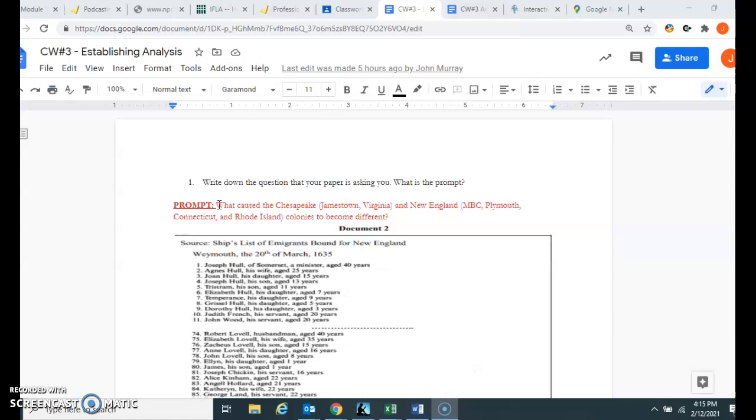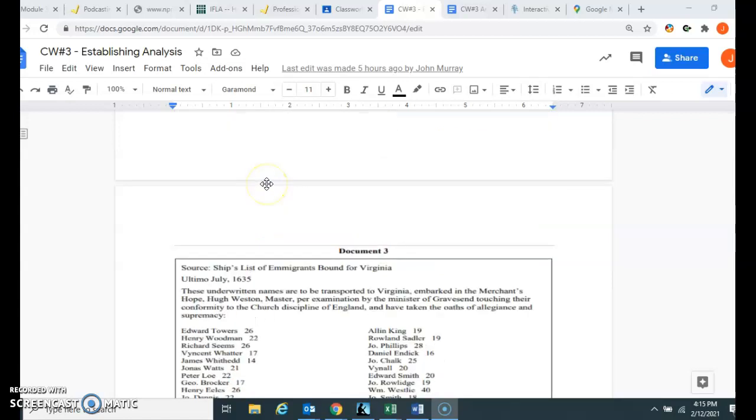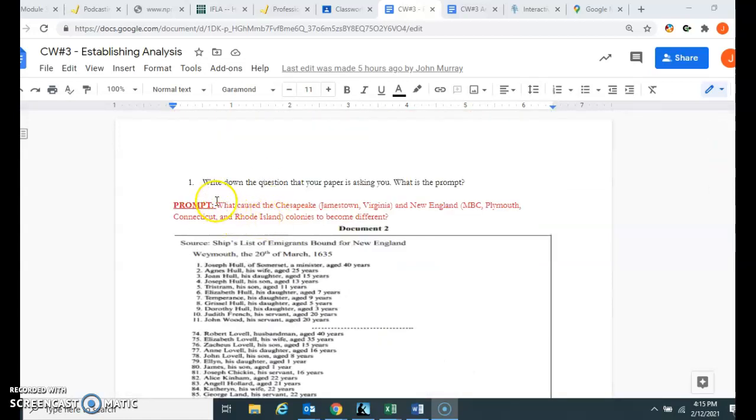question. A lot of times that means that you're going to have to critically think, which means that the information is not directly in the document. Okay, remember, the information is not always going to be directly in the document. I'll show you what I mean. So we're going to take document 2 and 3. Document 2 and 3 belong to the same argumentative bucket. The prompt is, what caused the Chesapeake and New England colonies to become different?